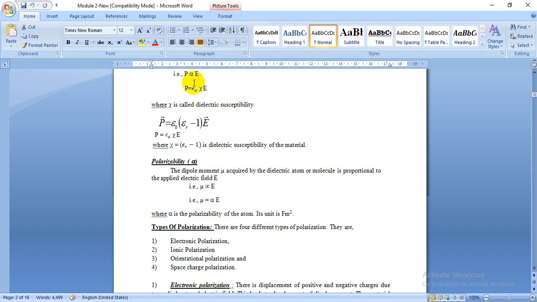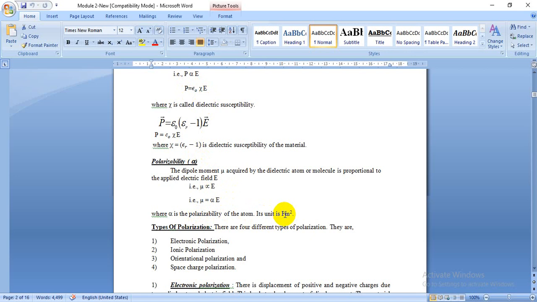So similarly, chi is what? Susceptibility. Alpha is what? Polarizability. So what is the unit for polarizability? That is Farad meter square. So these are the things you have to remember. These are the basic definitions and relations before we start the further explanation.